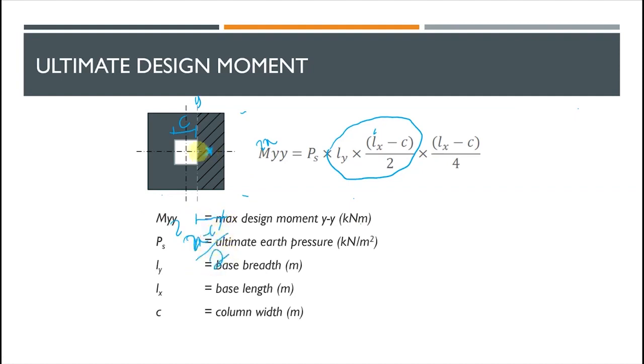You know that this length is LX minus C divided by 2. But if you want this length only, because you want the moment to transfer to this point C, right at the face of the column, you just divide this value by 2. LX minus C divide by 2, you divide again by 2. Because if you divide by 2, it means multiply by 1/2, right. So it becomes LX minus C divide by 4. We will get the MY moment, dy.